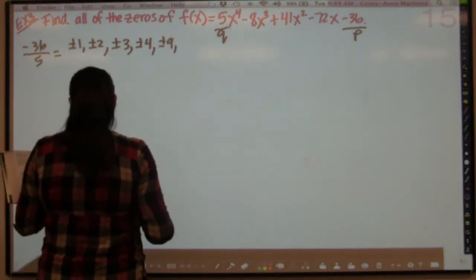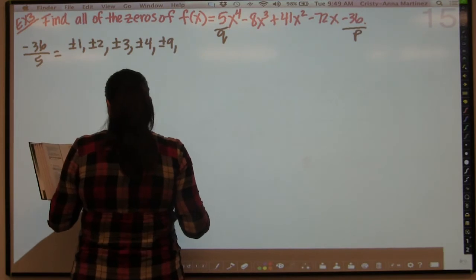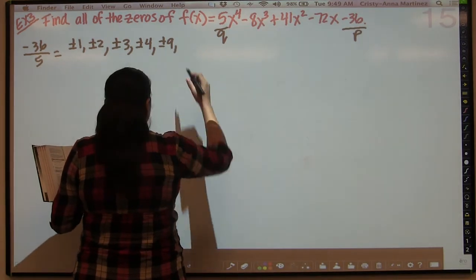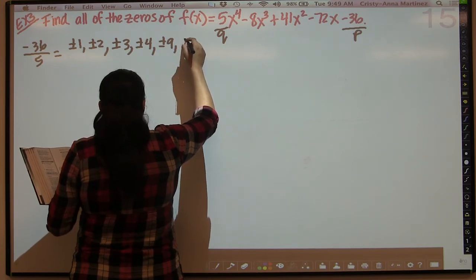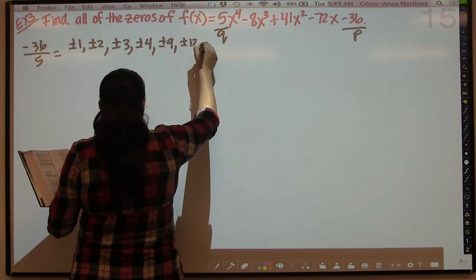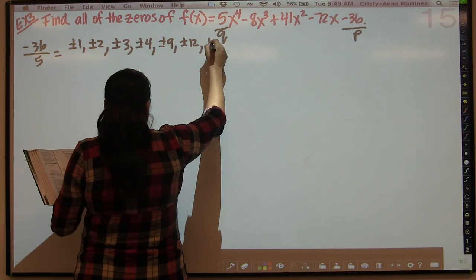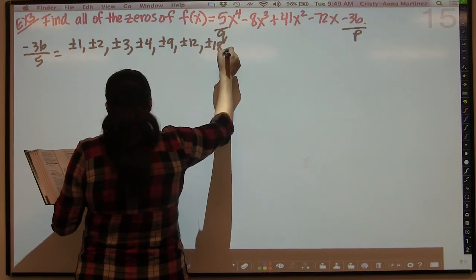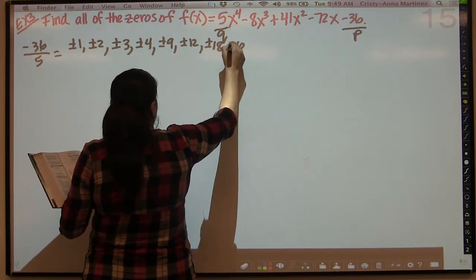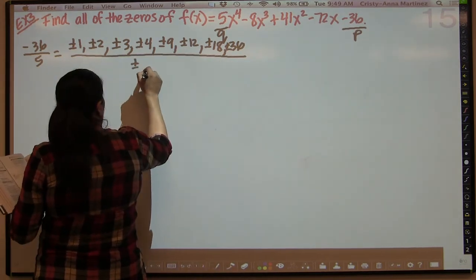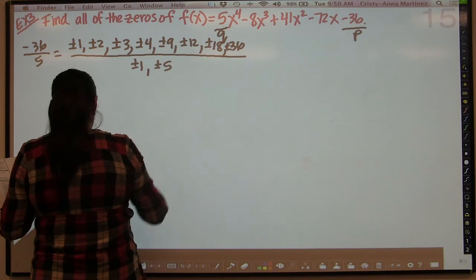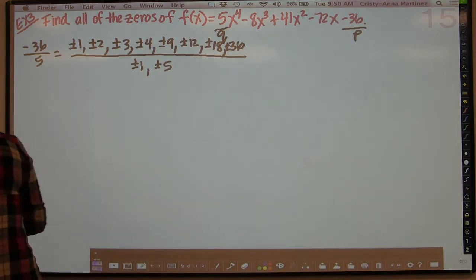So we're going to get, what did I say here? 4 times 3 times 12, and 2 times 18, and 1 times 36. All over the factors of 5, which are 1 and 5, because 5 is a prime number, so it only has factors of 1 and itself. But now we have to combine those into a fraction.